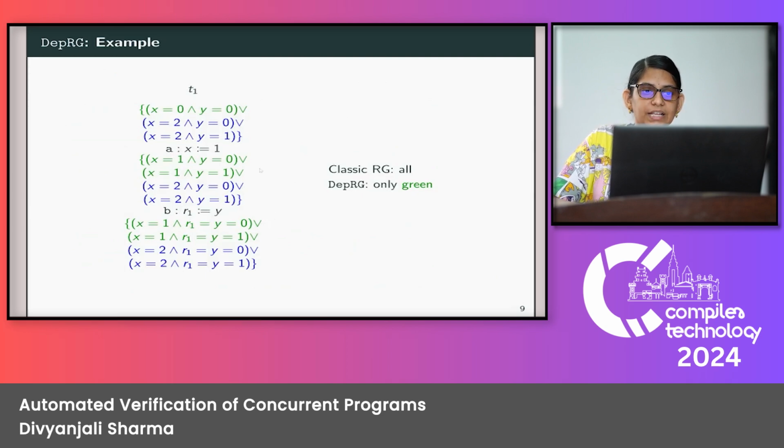So that's the idea of the stability condition that we have defined. Now, this is a simple example, the same example that we had earlier, only thread 1 I am showing here. If we are using classic RG, we will get all of these program states.